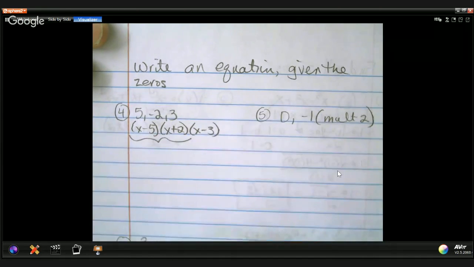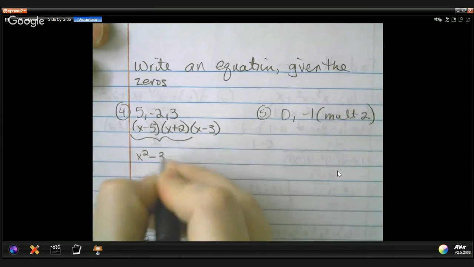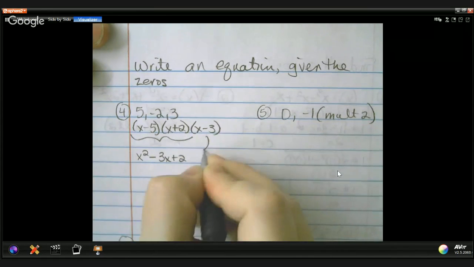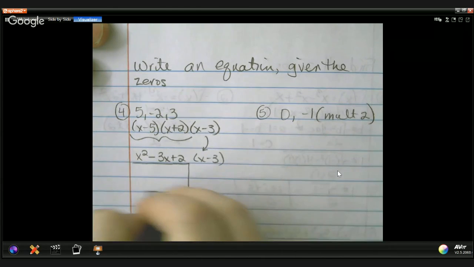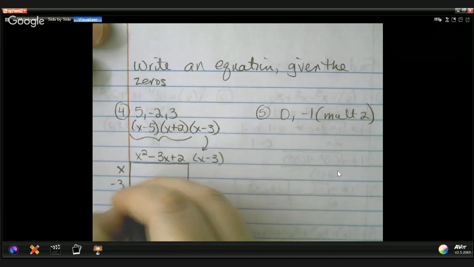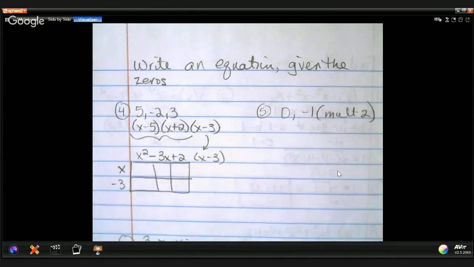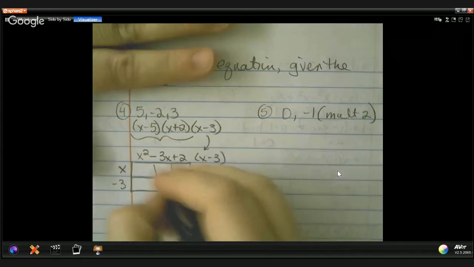If I put these together, I get x squared minus 3x plus 2. Got to bring this one down. And now I'm going to do my box again. An x and a negative 3. My box is kind of out of shape. Let's see if I can fix that.